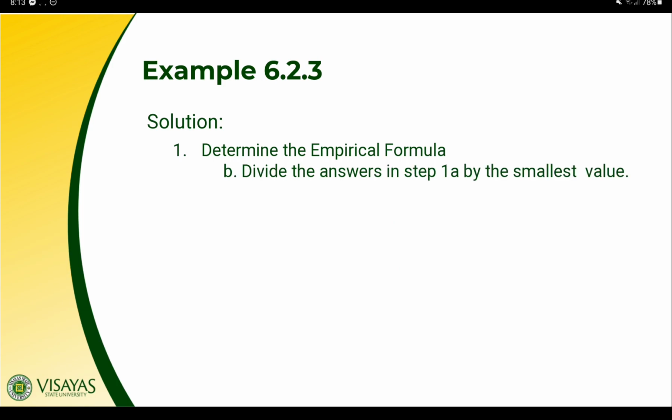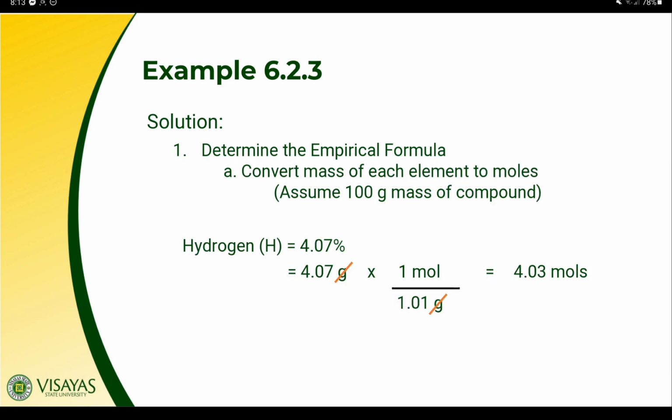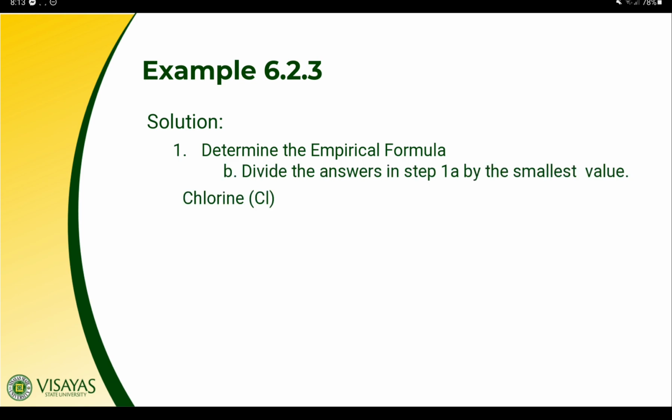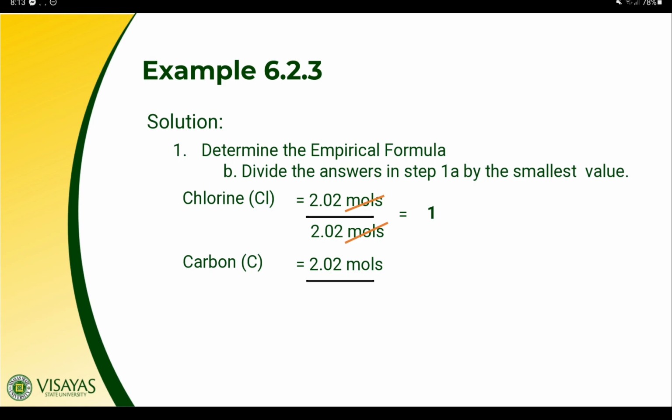The next step is we divide the answers in step 1A by the smallest value. Recall that we have converted hydrogen, carbon, and chlorine to mole. So we will compare which of the three has the smallest value of mole. Based on our computation, carbon and chlorine have the smallest value. So we will use 2.02 because it is the smallest value we have computed for the mole. So we divide the mole of each element by the smallest value, which is 2.02.